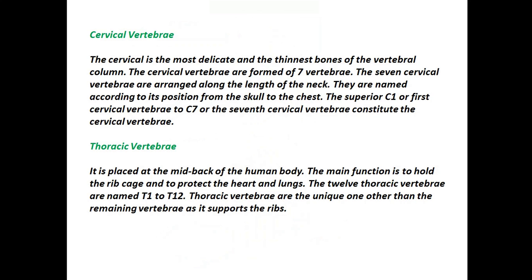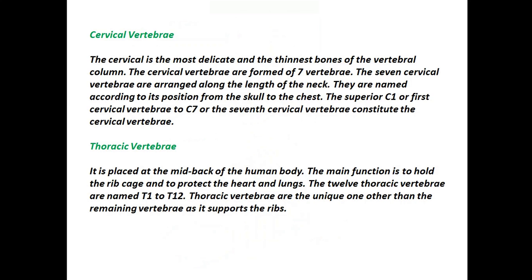So the first group of the vertebral column is the cervical vertebrae. The cervical vertebrae are the most delicate and the thinnest bones of the vertebral column. They are formed of 7 vertebrae. The 7 cervical vertebrae are arranged along the length of the neck. They are named according to their position, from the skull to the chest. The superior one is C1, or first cervical.